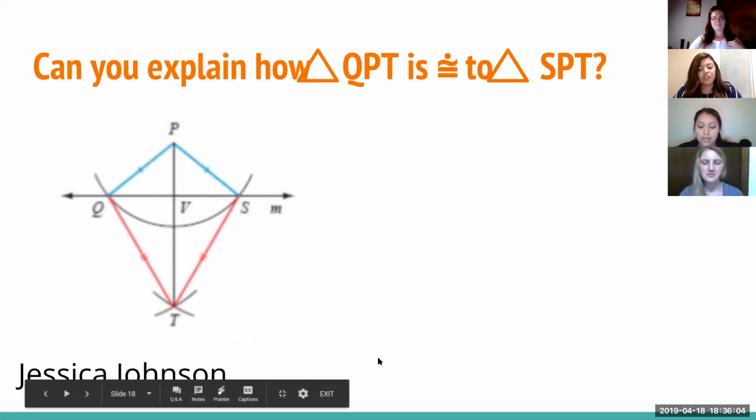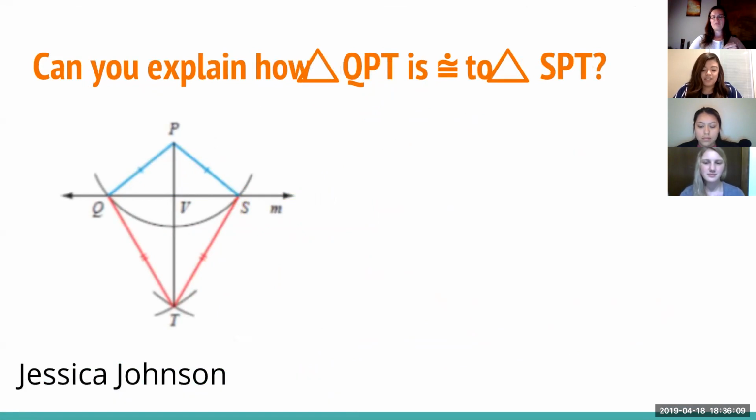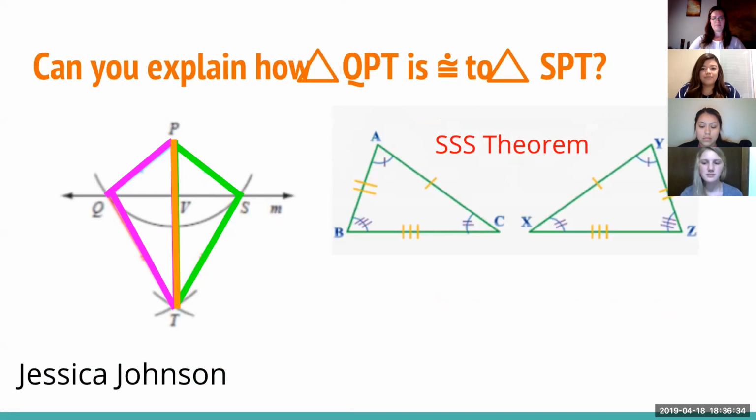Jessica, can you explain how triangle QPT is congruent to triangle SPT? Yes, Jasmine, I would love to. Triangle QPT is congruent to triangle SPT because the line segment PT is congruent. In other words, PT is like a line of reflection, meaning that triangle SPT is a mirror image of QPT. Also, triangle QPT is congruent with triangle SPT because of the side-side-side theorem, which states that if the three sides of one triangle are respectively congruent to the three sides of another triangle, then the two triangles are congruent.